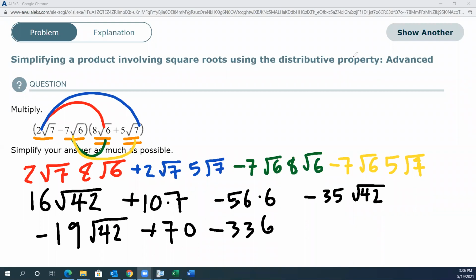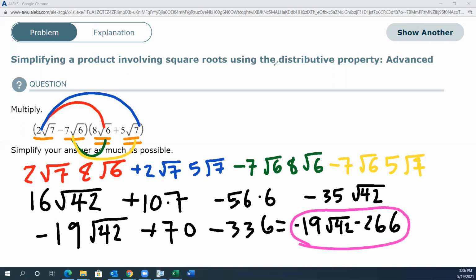Okay, and I mean, there's no perfect squares that come out of the 42. So there's nothing I can do with that. So it's still just negative 19 root 42. No big deal. And then 70 minus 336 is going to be negative 266. And so that is our final answer.